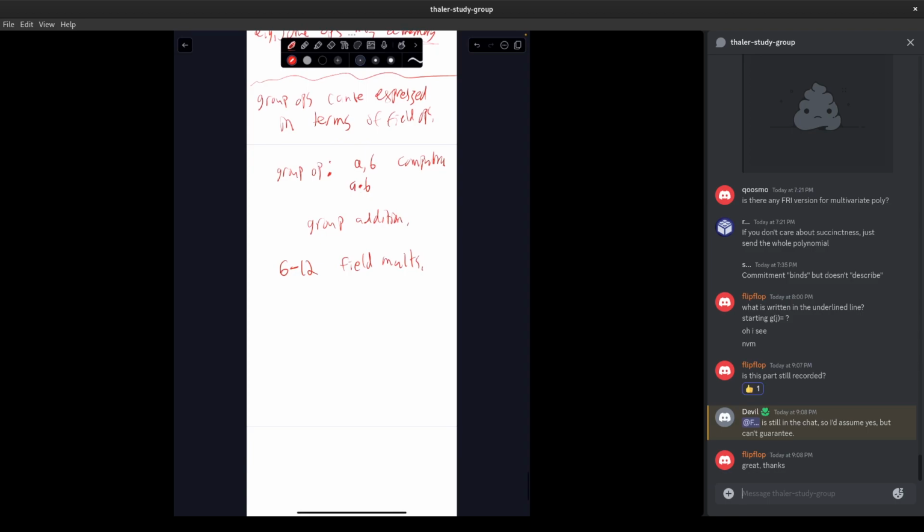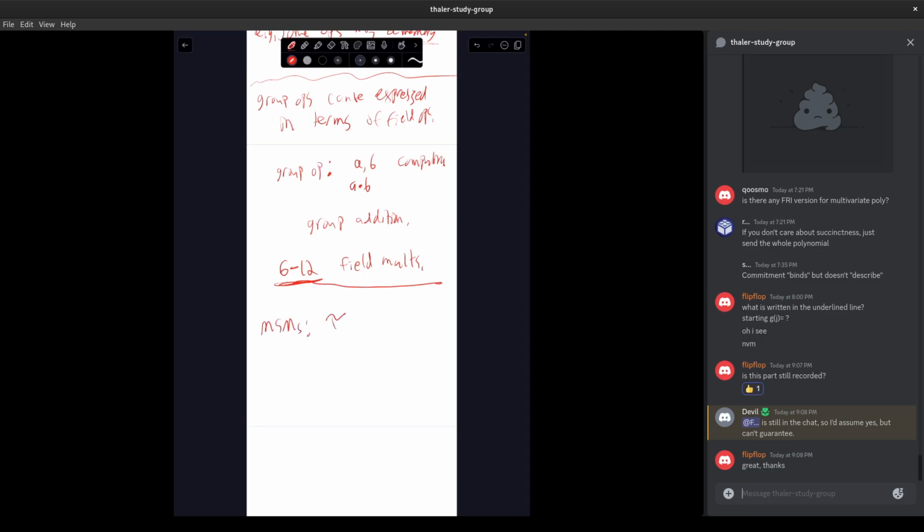Okay. So you can directly compare the cost of the prover doing one group op to the cost of the prover doing one field multiplication. It's about an order of magnitude more expensive. Okay. Now let's talk about MSMs.